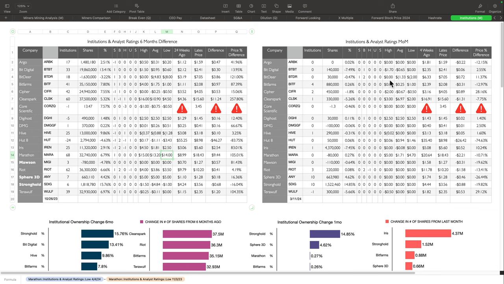Then you get the month over month here. Big dip in Cypher here, down $2. BitDigital down $1.70 here from the high. And then we had an increase in CleanSpark by $3. DigiHost was up 2.25. Who else was up here? Marathon was up $5. And TerraWolf was down 50 cents on the high side of things.